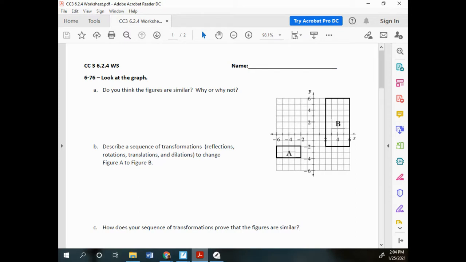676. Look at the graph. Look at these shapes right here, A and B, okay? Do you think these figures are similar? Why or why not? Okay, I'd like you to take a minute and pause the video and answer that question. Do you think they're similar? Why or why not?